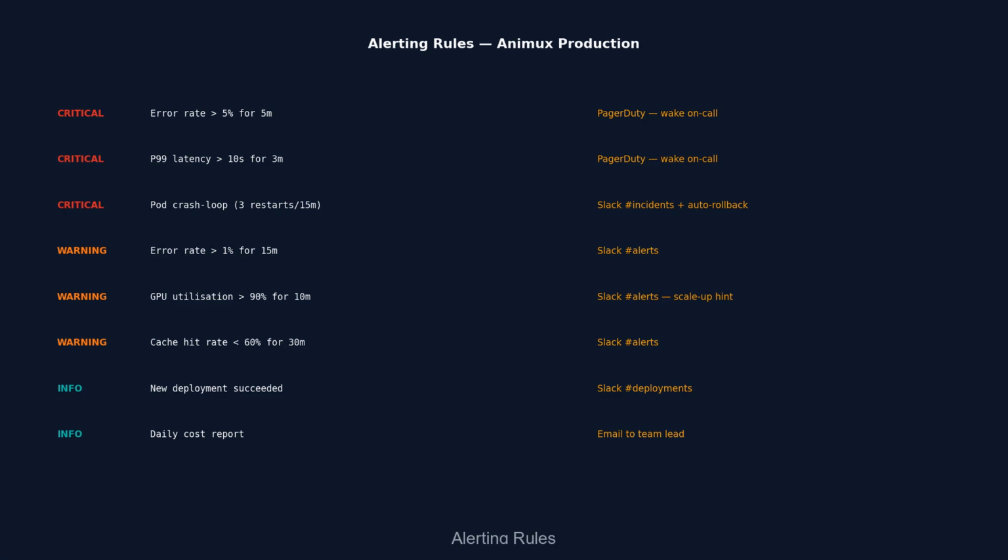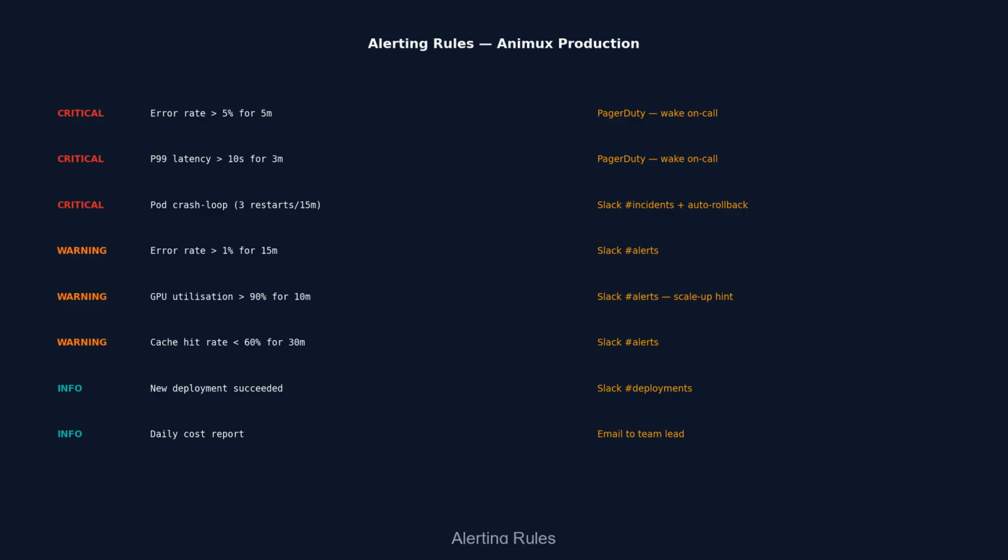These alerting rules define the 3-tier severity model that keeps your on-call rotation sane. Critical alerts demand immediate human attention. They represent conditions that are actively harming users or threatening system stability right now. An error rate above 5% for 5 minutes means roughly 1 in 20 requests is failing. A pod in a crash loop means a component is repeatedly dying and restarting. P99 latency above 10 seconds for 3 minutes means your slowest users are essentially timing out. All of these route to PagerDuty and produce a phone call.